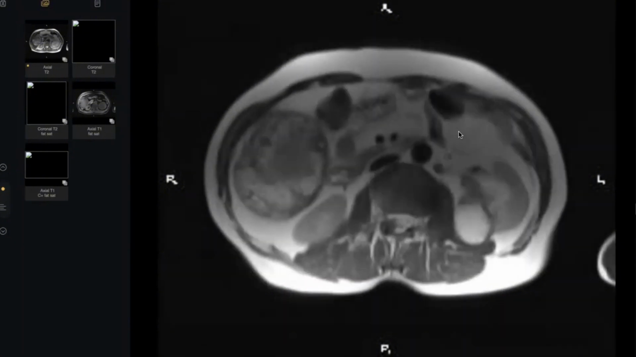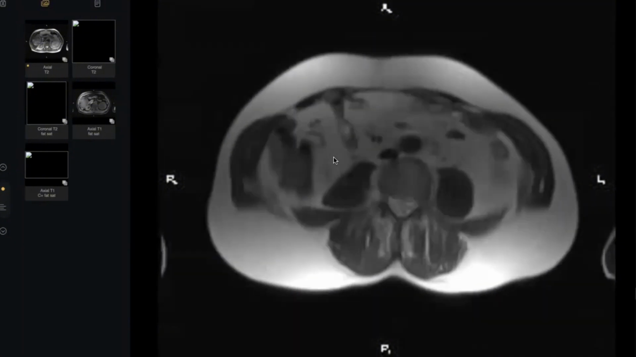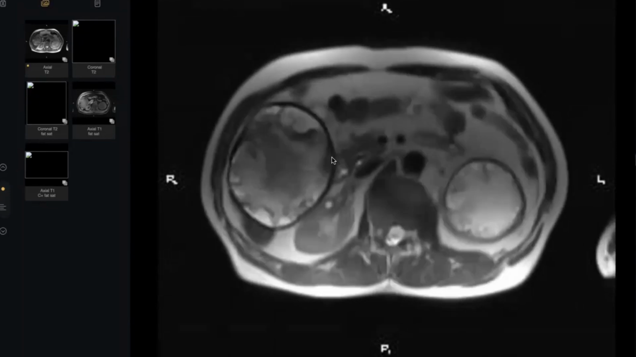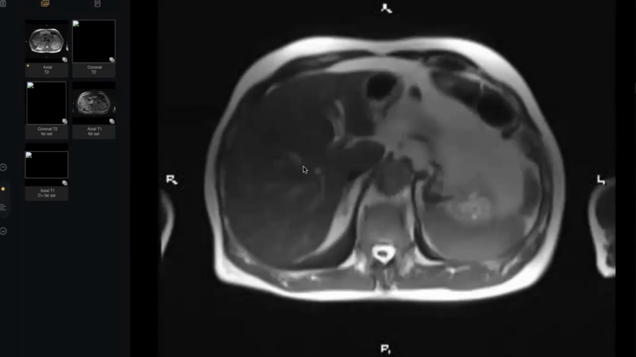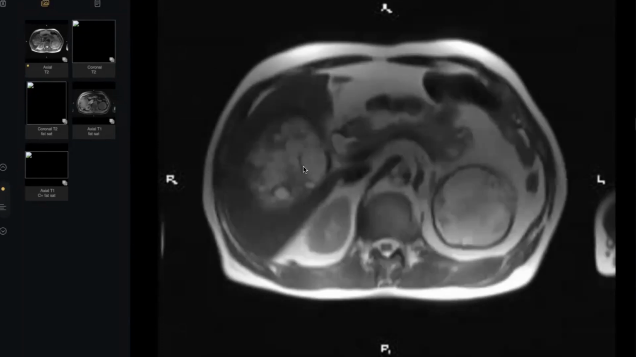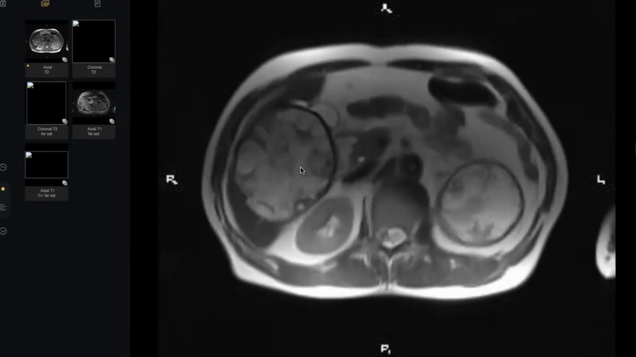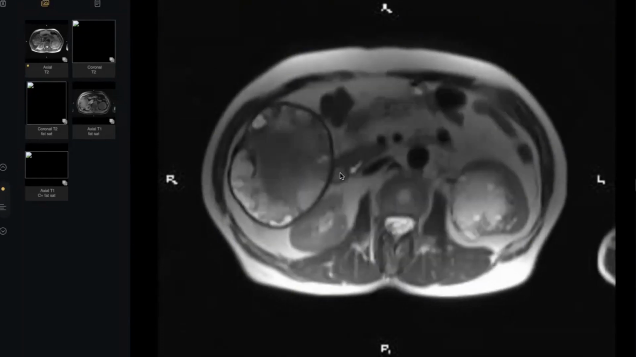I can appreciate there is a large heterogeneous solid cystic mass involving segment 6 of the liver, which is pretty well defined with some central cystic areas and shows a well-defined hypovascular capsule. It is causing compression over the kidney.